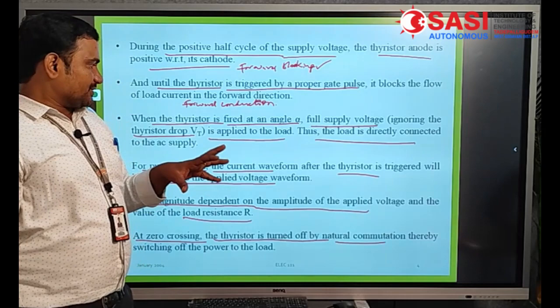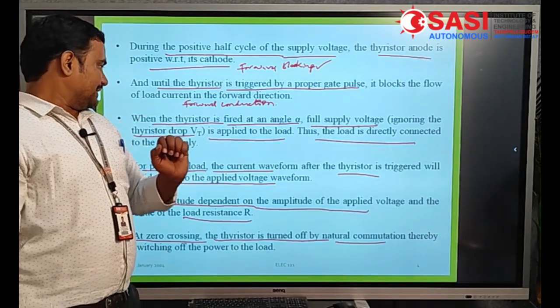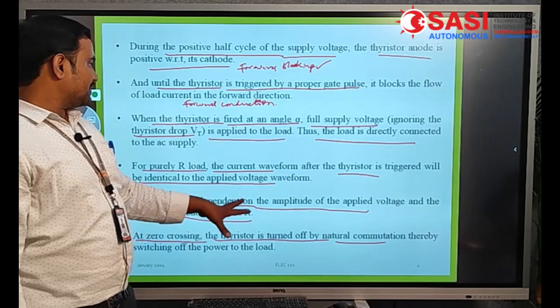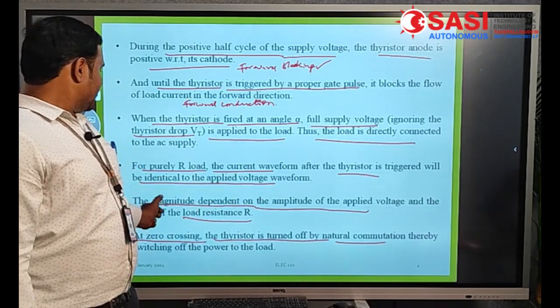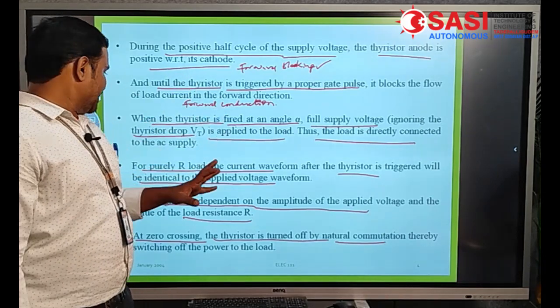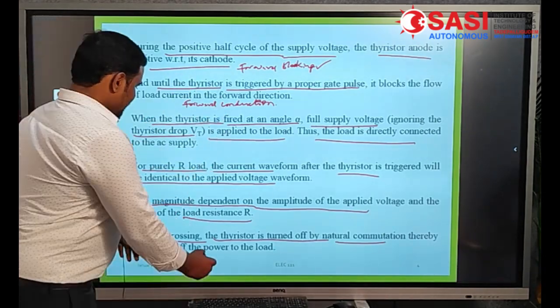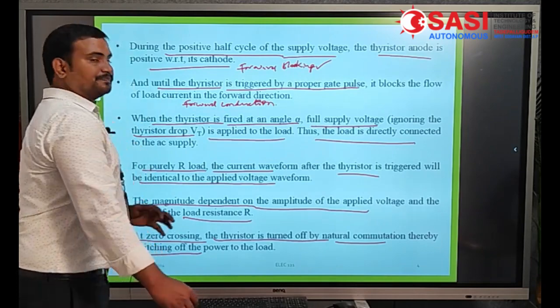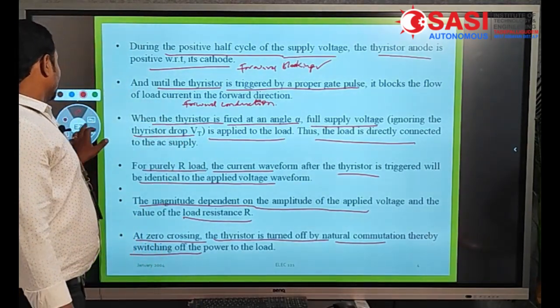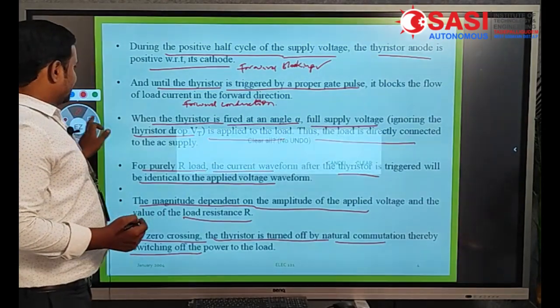Commutation is nothing but the process of turn off of the thyristor by various methods. But in this case, the natural commutation is occurring because of the natural zero in the sinusoidal waveform. So therefore, the thyristor gets turned off. So this is the way, during the negative half cycle.